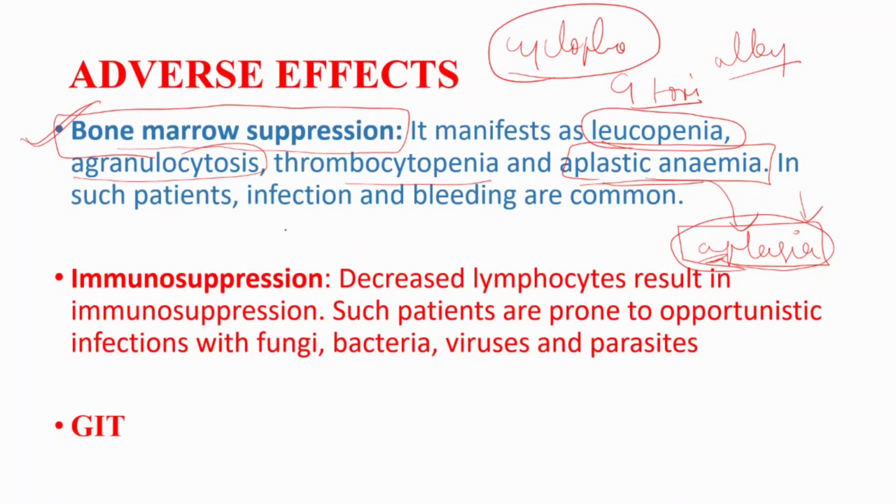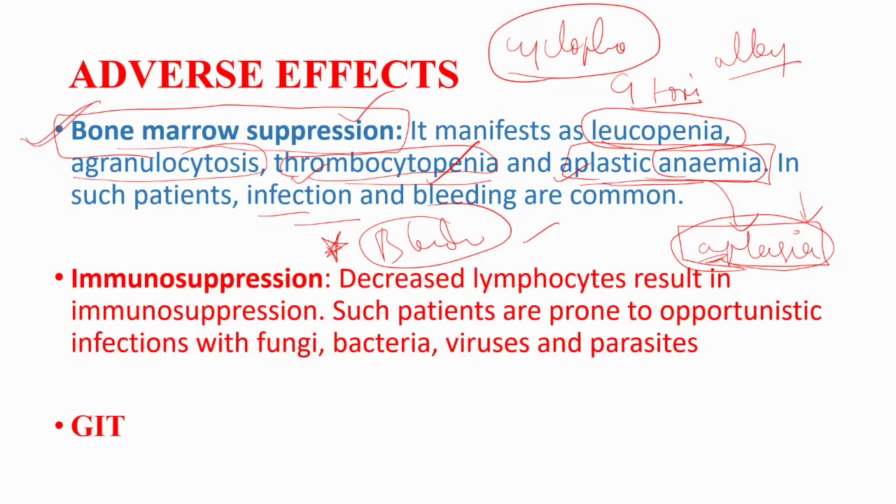In these patients, bleeding and infection are very common because thrombocytes are very important for stopping bleeding. Here, due to bone marrow suppression, the patient will have thrombocytopenia. When thrombocytes are decreased, that is called thrombocytopenia, and due to thrombocytopenia, the patient will have a bleeding disorder. So a bleeding disorder is a very important adverse effect due to bone marrow suppression.